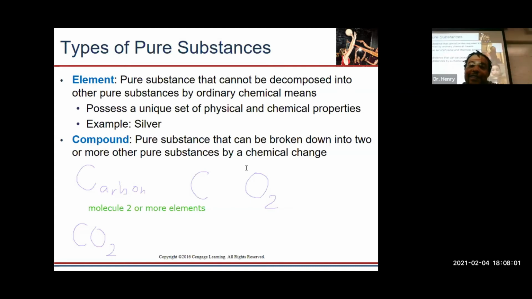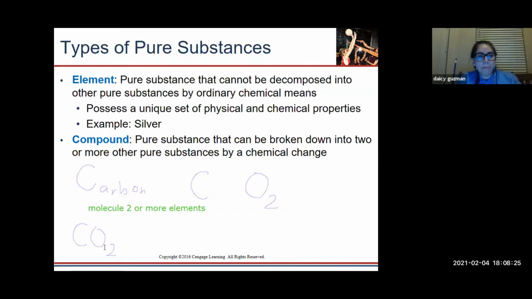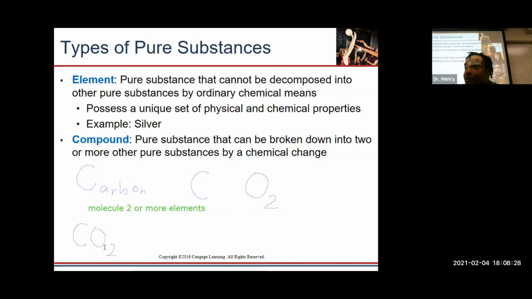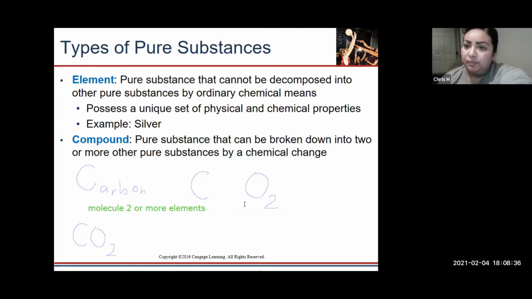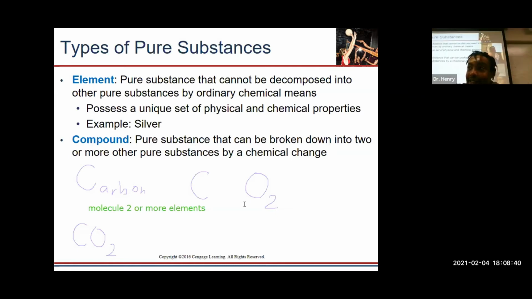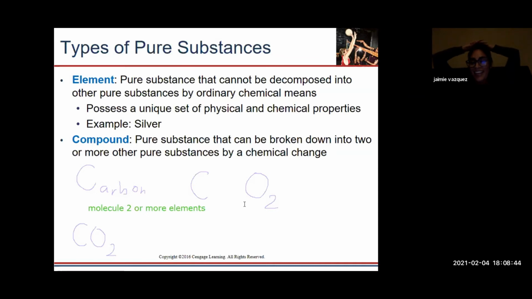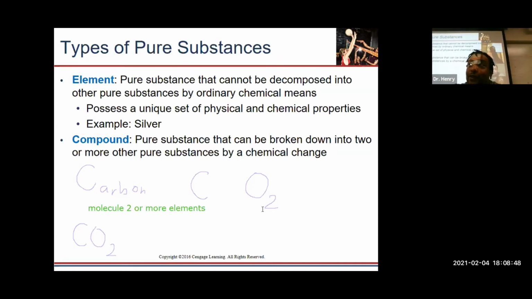Are you with me? Can you explain that just one more time? So compounds are 2 or more different elements. Okay? A molecule is 2 or more elements. Carbon dioxide, CO2, is that a compound? Yes. Is it a molecule? Yes. O2, is that a compound? No, an element. It is a molecule and an element because it has 2 of them, right? A molecule is just 2 or more elements. It's 2, right? And it's also an element, right?